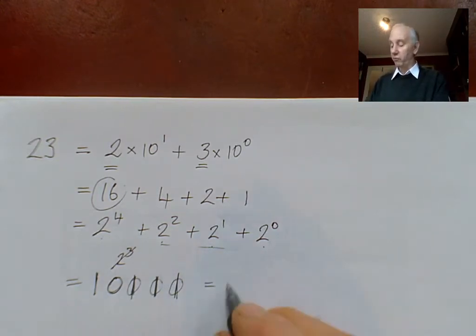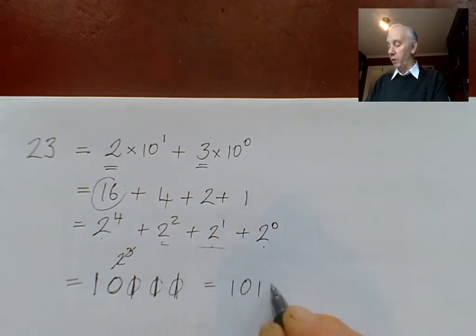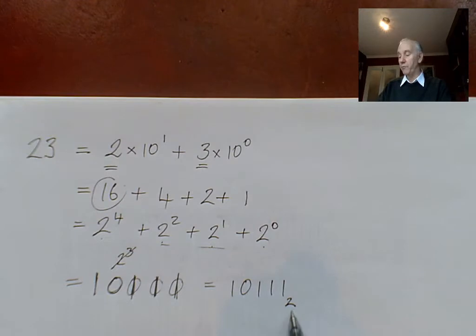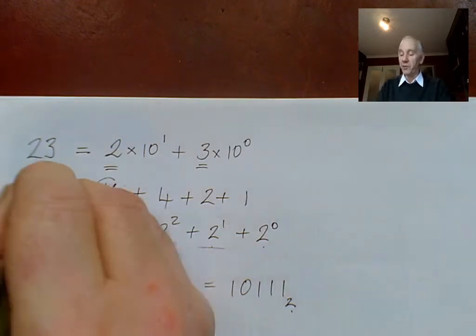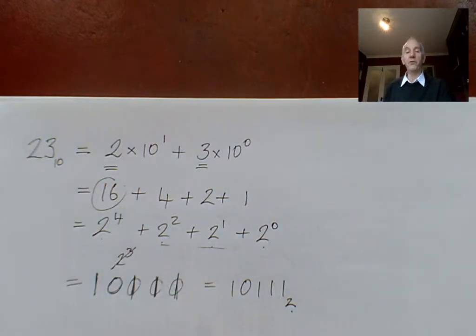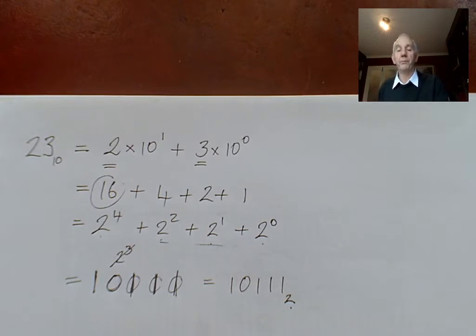So for clarity, I'll rewrite this 1, 0, 1, 1, 1 to base 2. Put in the 2 for emphasis. This is really to base 10, but we don't normally bother to put the subscript in. So that's the idea. That's writing the ordinary number 23 in binary. This is telling you it's 1 lot of 16, no 8s, 1 4, 1 2, and a unit.